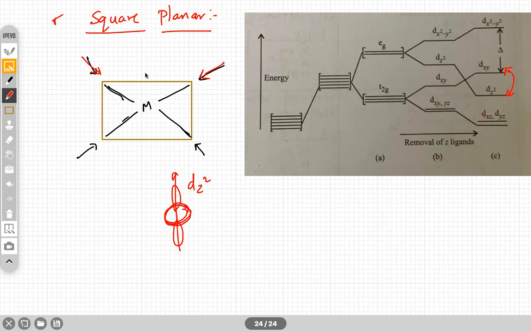Along this line, we do not have ligands, in comparison to the octahedral complex.